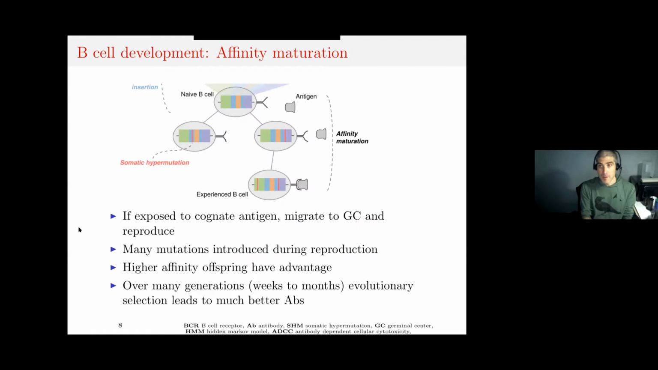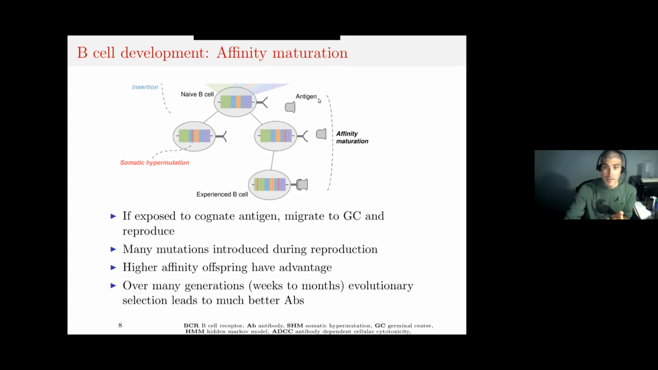So VDJ rearrangement is the initial diversification step that gives you an initial rough draft. Affinity maturation is the next step that refines that diversity. And affinity maturation is a selective process where there's a mutation going on. You start out, if you're a naive B cell at the top here, so these colors are representing your BCR sequence. So the green is the particular V gene you have, the orange is the D gene. And then we're imagining that this BCR codes for an antibody that's represented here, or a BCR that's represented here on the surface, where the shape of this is in a key form, representing the specificity.